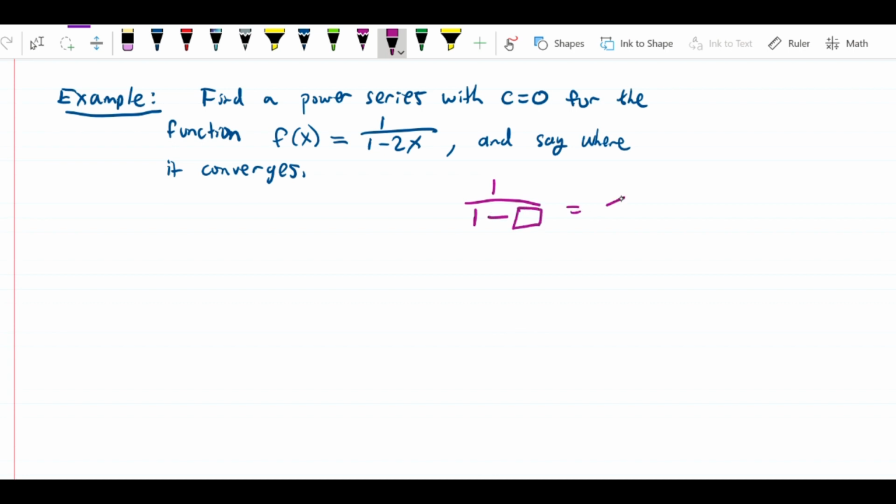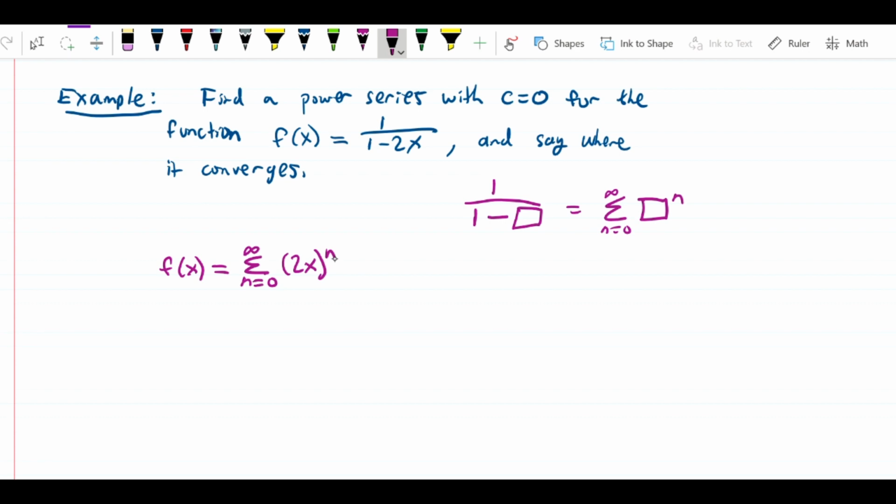And then that's going to equal the sum from n equals 0 to infinity of whatever that something is to the n. That's how we're using what we know about geometric series and their sum in order to construct this type of power series for a function. So in this case, the thing in the box is just the 2x. So the correct answer here is that f of x is equal to the sum from n equals 0 to infinity of (2x) to the n.